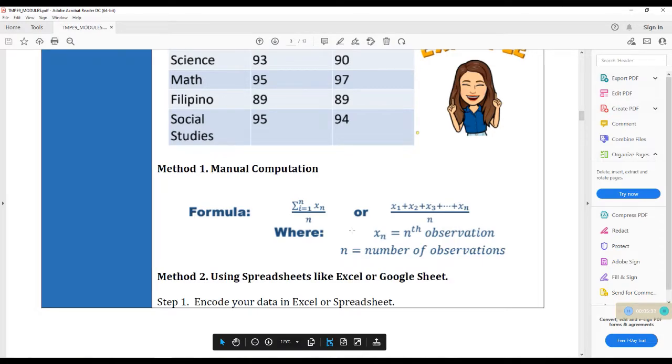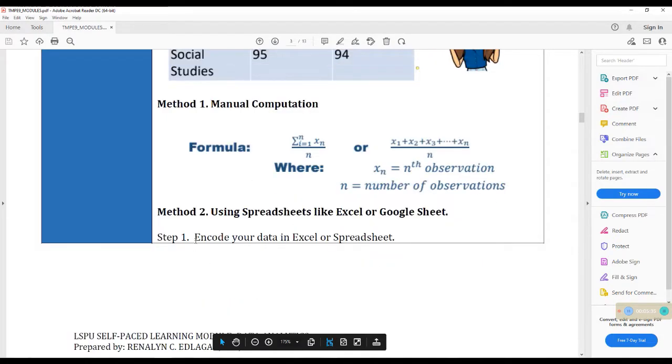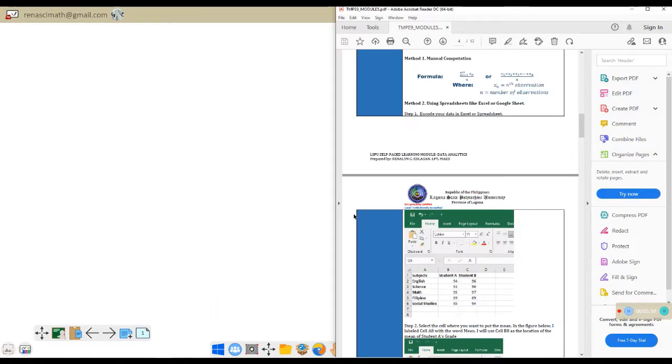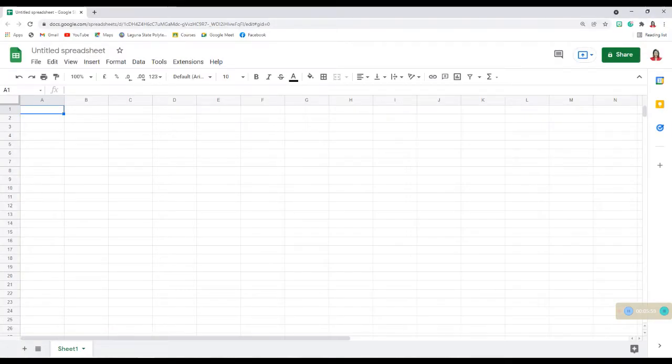Okay? Now, dito tayo magfo-focus sa step number 2, using spreadsheets like Excel or Google Sheet. So, this is step 1. Encode your data in Excel or spreadsheet. So, para madali, mag-view tayo ng windows side by side.